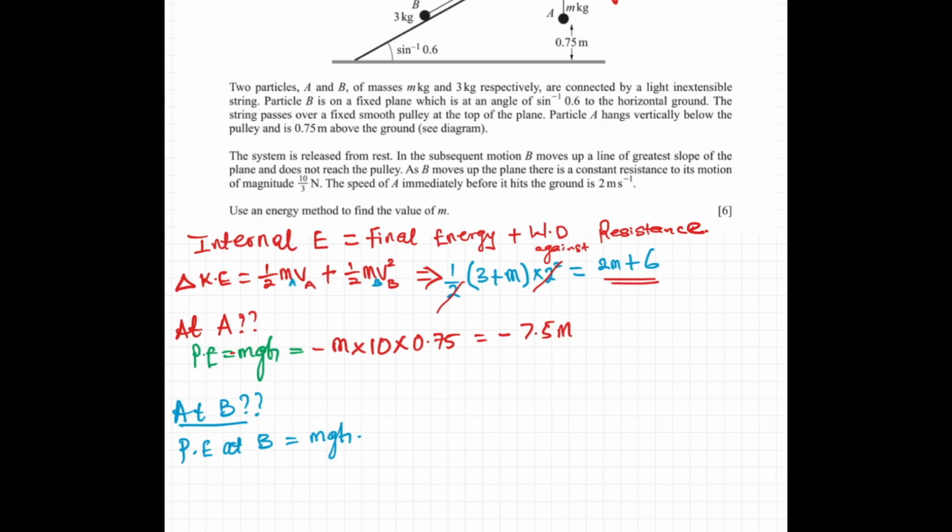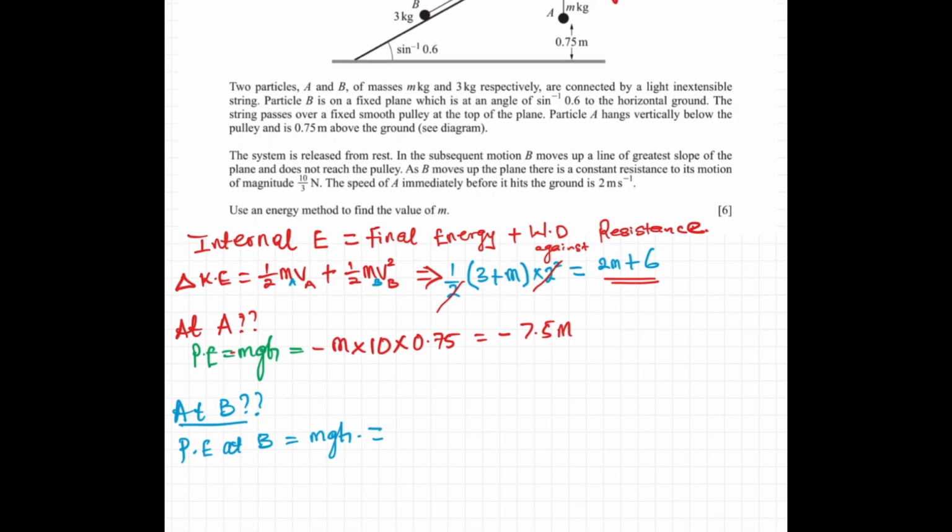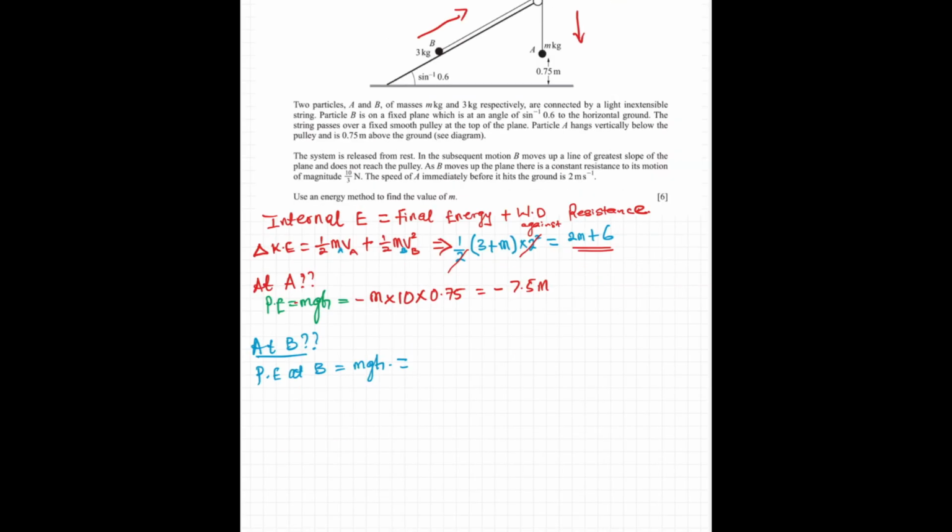So what do we do here? We need to find the height in which it moves. So this will be mgh. We need to find the vertical height this moves. All right, so the plan is, how do we find the height in this question? How do we find the height? You know that when this goes down, this goes up, right?